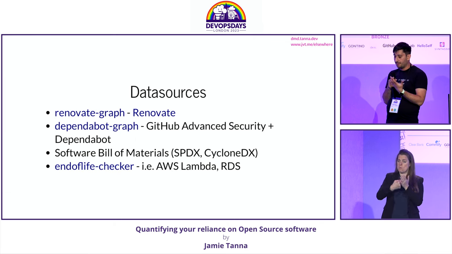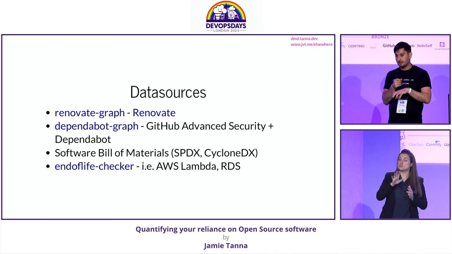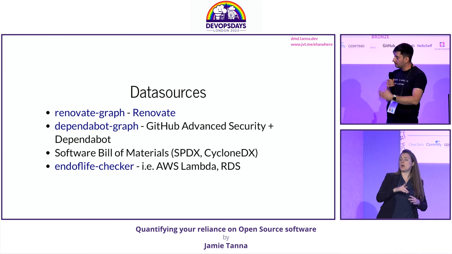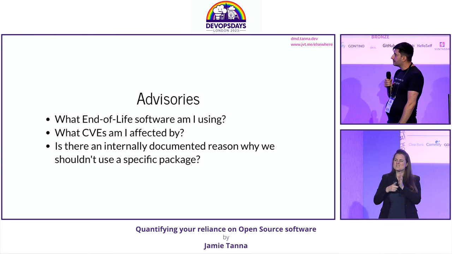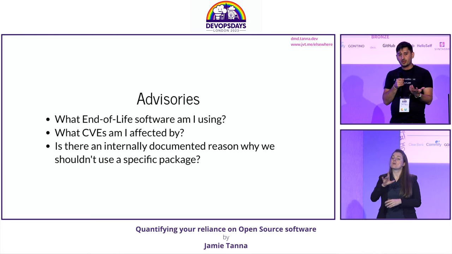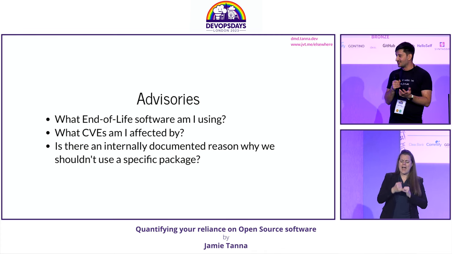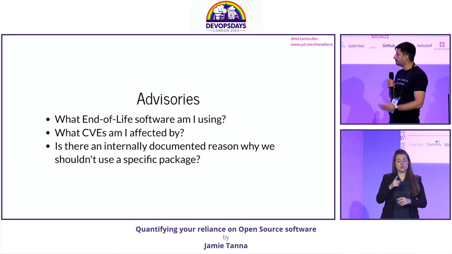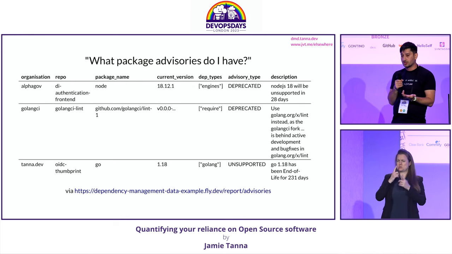Within this, as I mentioned, there's Renovate. You don't have to be using Renovate. It uses the underlying package understanding it has. But you can also use Dependabot, Software Bill of Materials, or there's a load of AWS infrastructure that it also supports. This feeds into the advisories, so you can look at what end-of-life software am I using, and why haven't we patched it? You can work out what CVEs you're affected by, that other tools can do. But you can also work out why am I using packages that I shouldn't be?